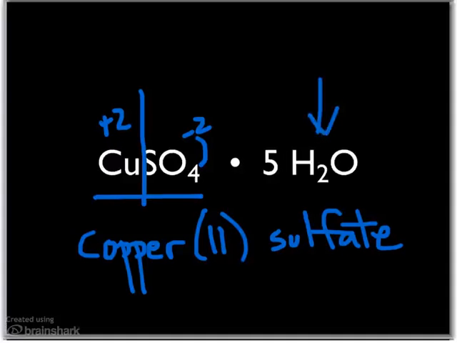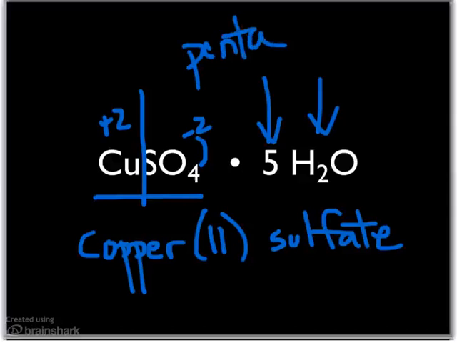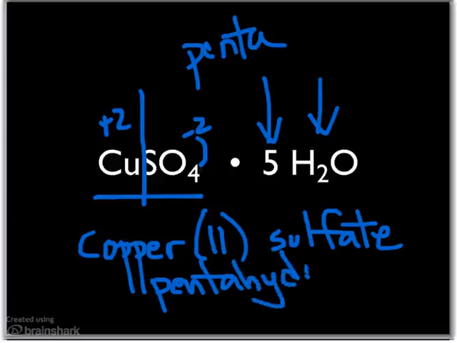Now we deal with the second half, which again, you deal with prefixes for that coefficient. So 5 is just basically penta. And then the water, like I said, would be hydrate. So in this case, you'd have pentahydrate. So the whole name for this would be copper(II) sulfate pentahydrate.